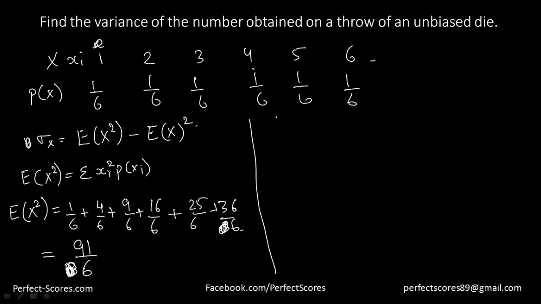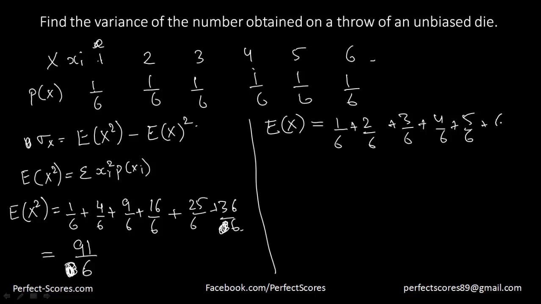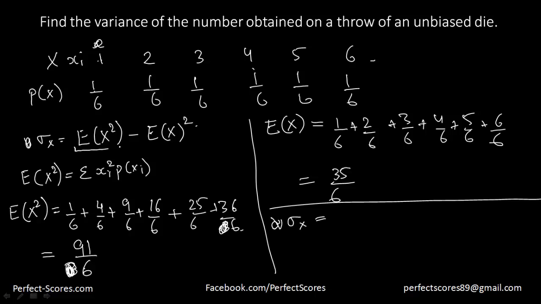And what about the expected value of x? The expected value of x is simply the summation of xi into pxi. So that is 1 by 6 plus 2 by 6 plus 3 by 6 plus 4 by 6 plus 5 by 6 plus 6 by 6, which is 6 into 7 by 2, divided by 6, that is 7 by 2. And we are supposed to find the variance. So the variance is the expected value of x square, which is 91 by 6, minus the expected value of x whole square, so minus 7 by 2 whole square.